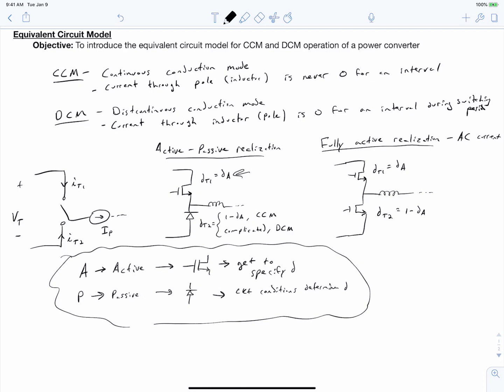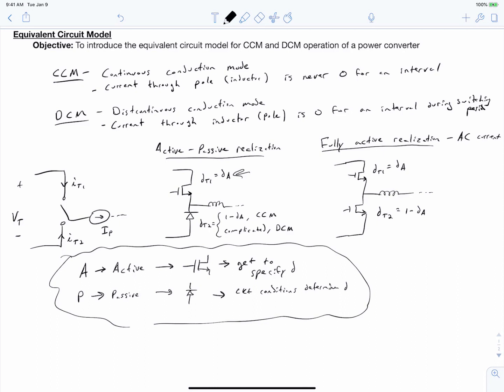And so if you were to ask me to design a buck converter for you, I'm going to do the fully active realization, anytime, any day. But I'm a professor. I'm not at a company trying to make a low-cost product. The reason that you choose the active-passive realization is because you're saving on component cost. You have to only buy one MOSFET instead of two MOSFETs. You only need one MOSFET gate driver instead of two MOSFET gate drivers.